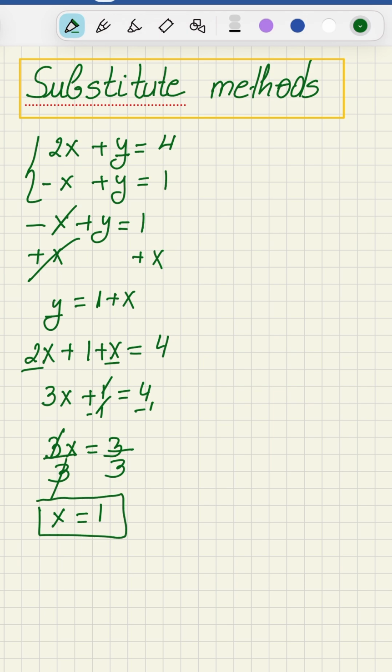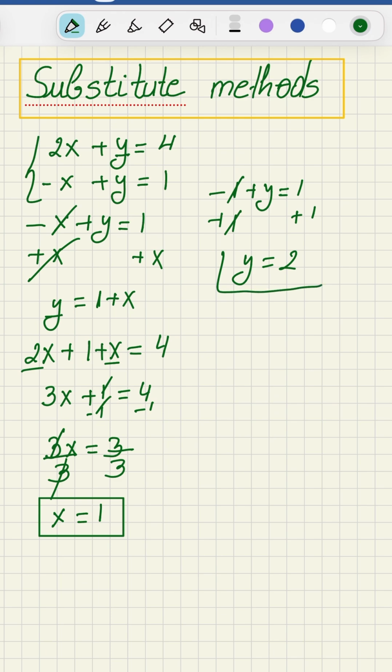Now we need to find the y value. In order to find the y value, I'll pick up one of the equations. I'll pick up the second one again and I have -1 plus y is just 1. I'll add 1 to both sides. They cancel out and the y value would be 2. For this reason, our solution is 1 and 2 again.